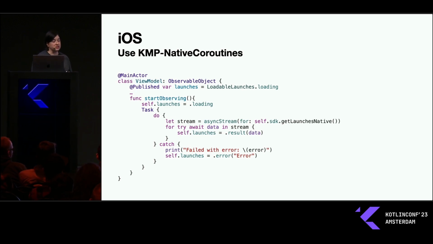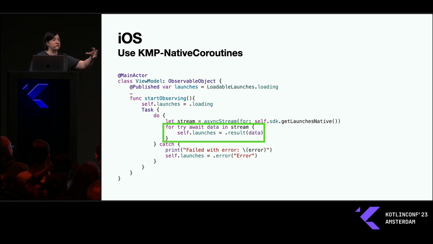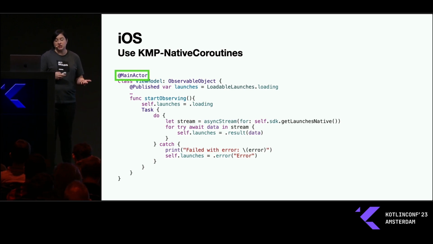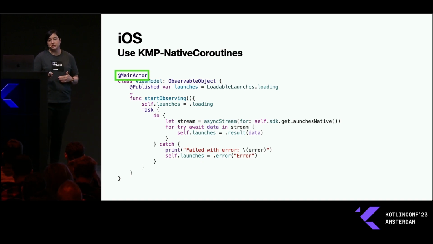One solution for this, once again, is to use something like Rick Clephas's KMP native coroutines. So here again, we use getLaunchesNative, and we combine it with the library's async stream. Then we iterate over the stream to assign a value to that published variable all the time. Again, this approach does support cancellation, and remember it's necessary to declare your view model as @MainActor. You can also roll your own little multiplatform wrapper if you really wanted to.